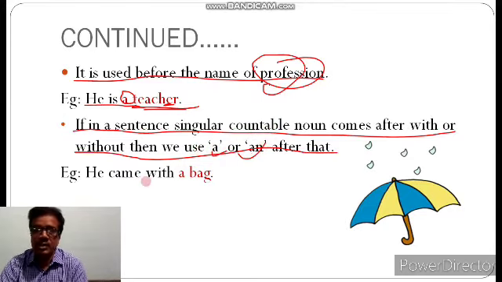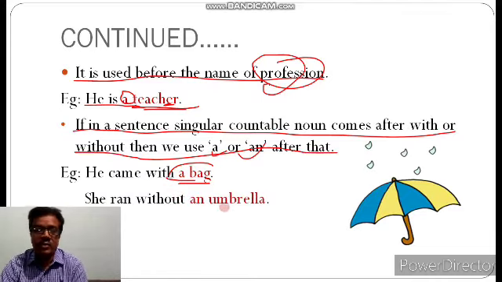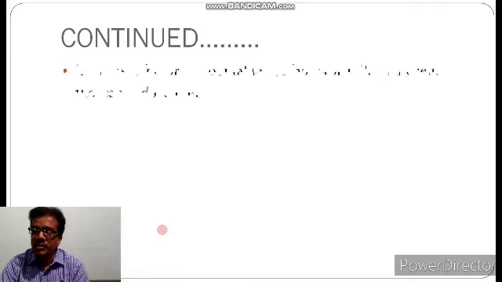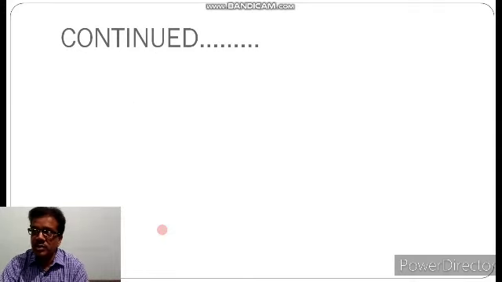Just look at the example also: he came with a bag. After with we have used a here. And he came without an umbrella. In the second example, he came without an umbrella. So after without we have used an. So I hope you are understanding where a is used.